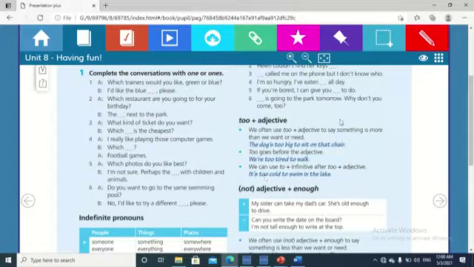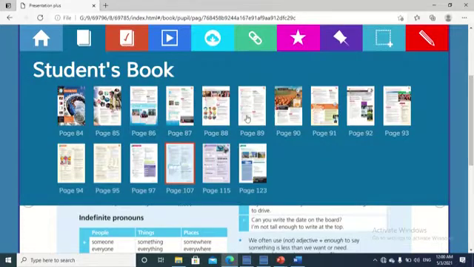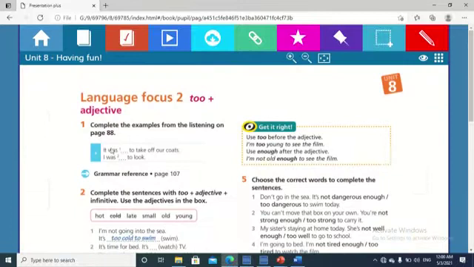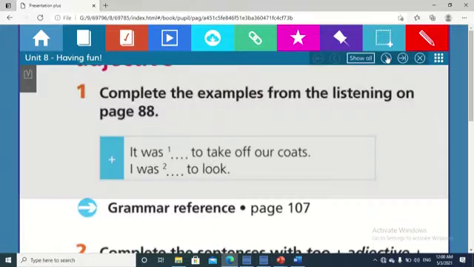So what about the first space? Let's go straight to your student book again. We have the first exercise. So what are the first two spaces? It was too cold to take off our coats. Too cold. You see, it's very cold. There's still a possibility that we can take off our coats. So it's too cold, more than we need. We want it to be warm.